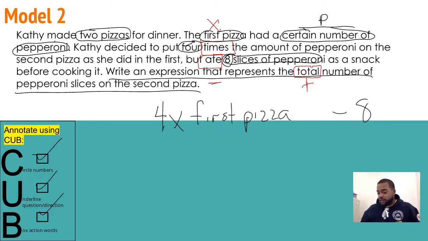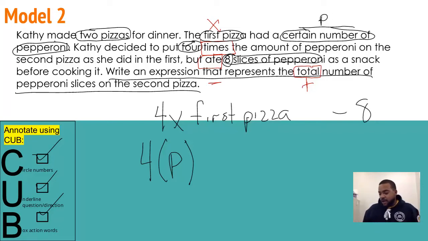So I don't know what that number is. But what I do know is I'm going to multiply whatever that number of pepperoni on the first pizza is times 4 to figure out how many pepperonis she put on the second pizza. So 4 times whatever the first pizza had in pepperoni. But then I got to subtract somewhere. I got to subtract this 8 because she ate 8 slices. If I want to figure out the total number on the pizza, I need to include the fact that she ate 8 slices because that's going to take away from our total.